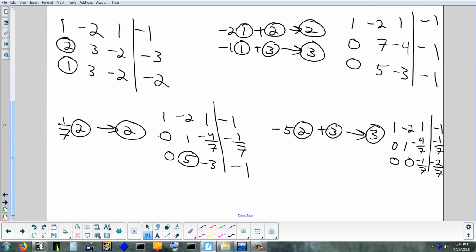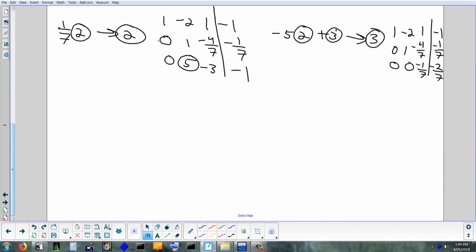Okay, last thing now, focus on the number row 3, column 3. What do I want that number to become? A 1, because if I make it a 1, my equation would say this. 1z equals, and then I'm going to have the answer. What would you have to multiply row 3 by to make this a 1? Negative 7. So multiply row 3 by negative 7. Put your answer in row 3, and this is the end of using the matrix. Okay, then we're going to use substitution to get x, y, and z, and that part's really easy.